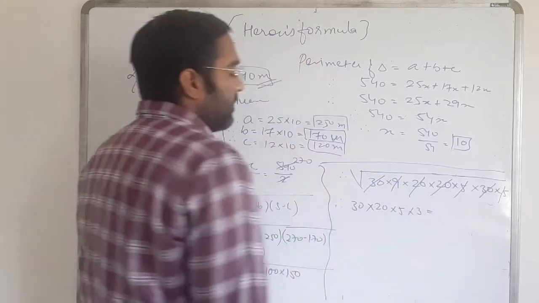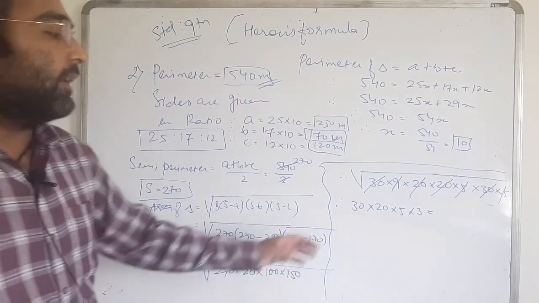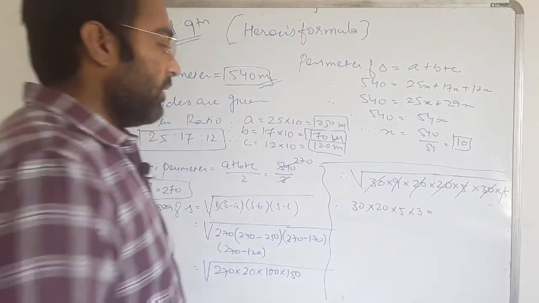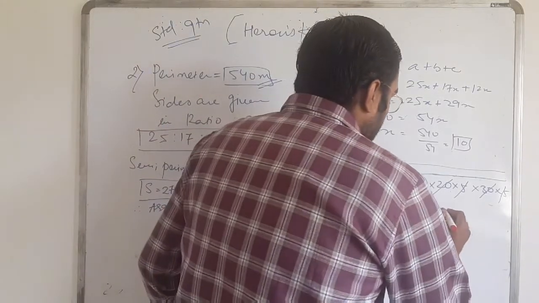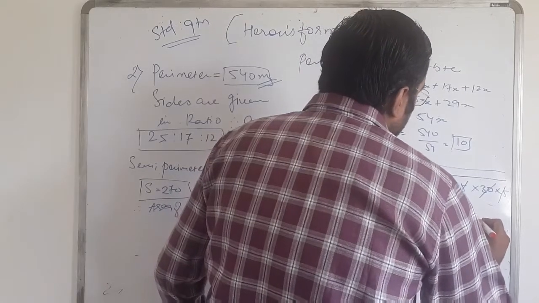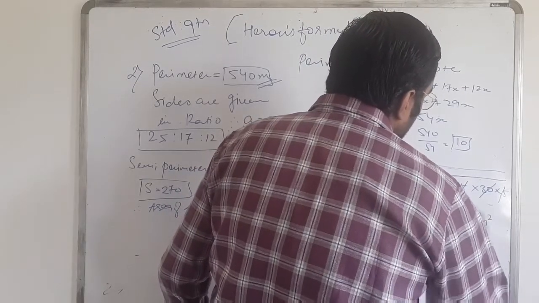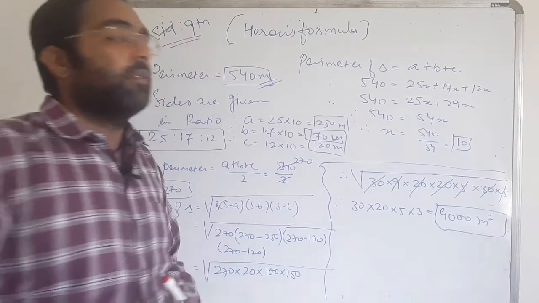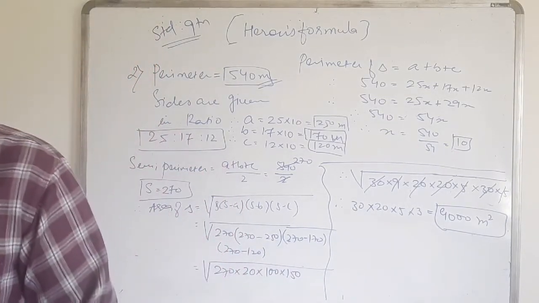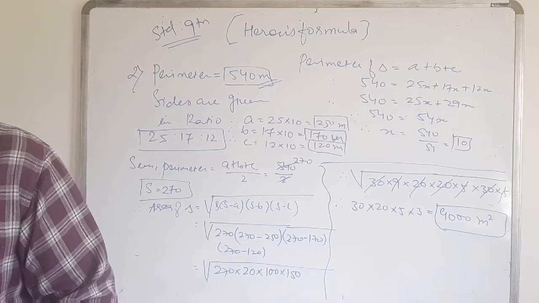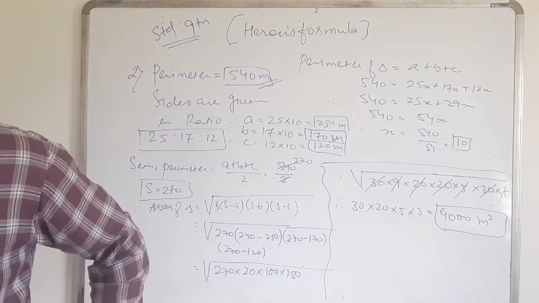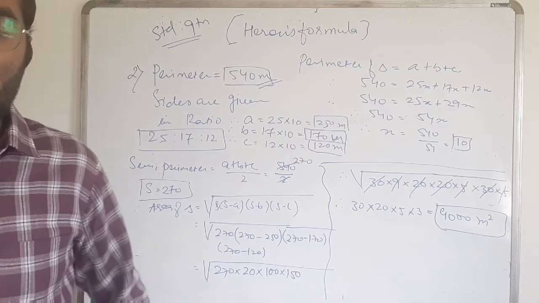Now we have to multiply these numbers to find the area. 3 twos are 6, 6 fives are 30, 30 threes are 90, so 90 and 2 zeros more, so 9000 meters square. My area of the triangle is 9000 meter square. Clear, students? Please note down this fast.